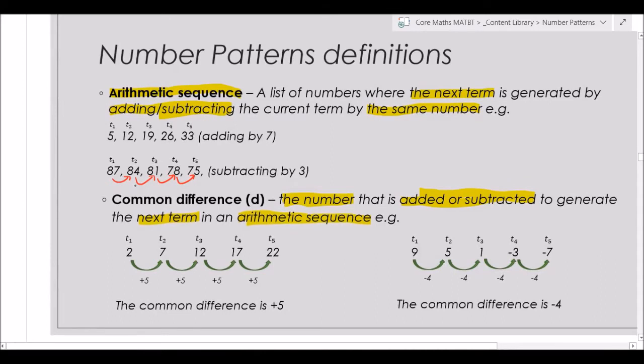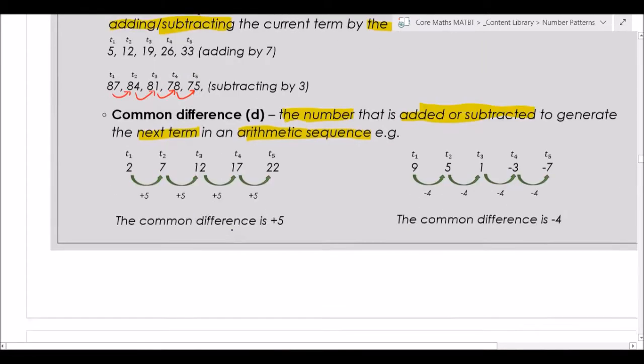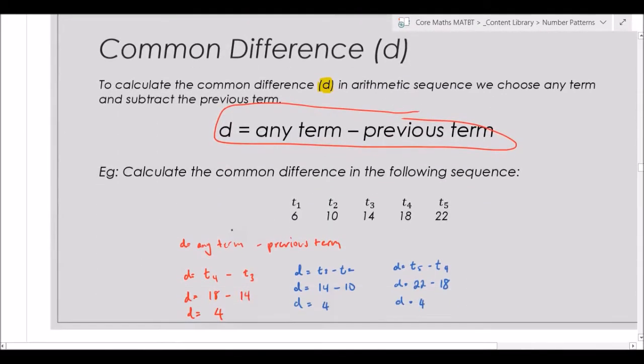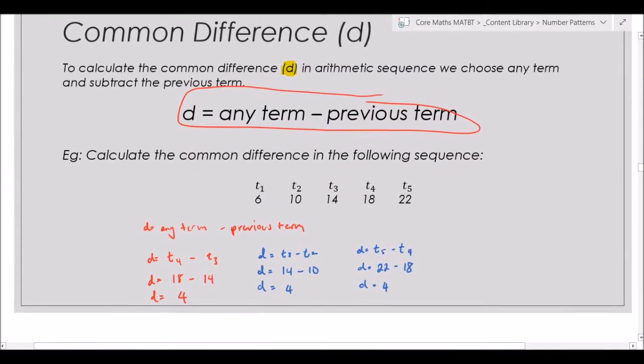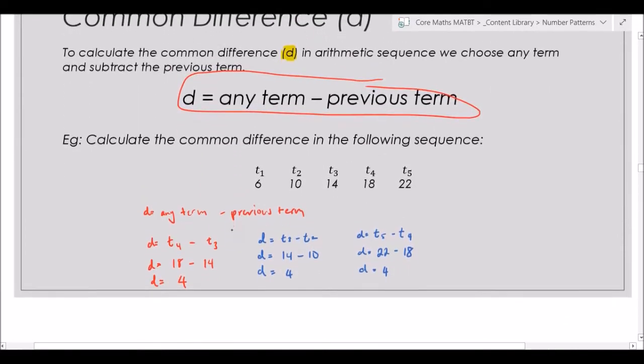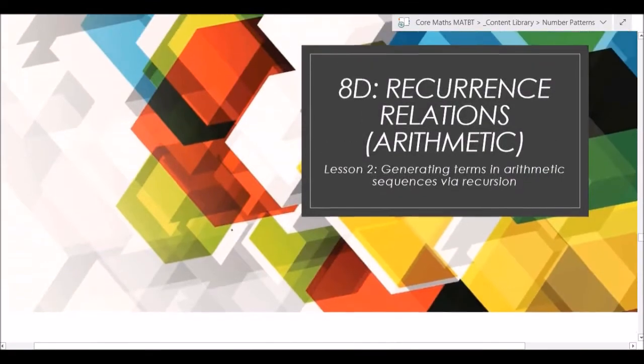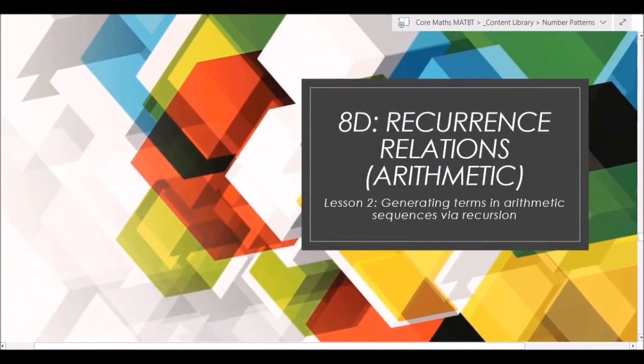We also learned about the common difference, which is the amount that it's being subtracted or being added. So if you've forgotten how to calculate your common difference, make sure you go over the previous notes, which is what I'm showing you now, because it will help with this exercise and this chapter, 8D, your recurrence relations.